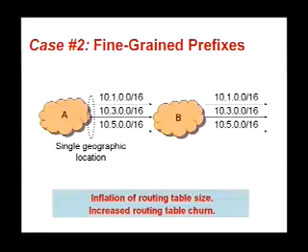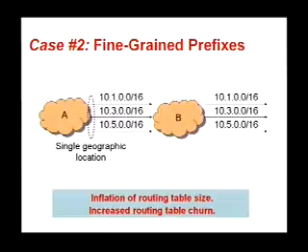Okay, so let's consider the opposite problem. We want to consider the case where AS A is advertising a whole bunch of discontiguous prefixes, but it really only appears to have hosts in one location or one POP for all of those sets of prefixes. Now, why is this a problem? Well, this goes back to the routing table size argument.